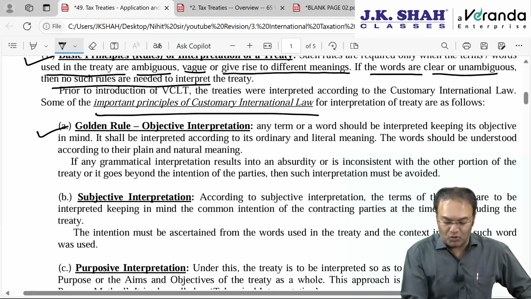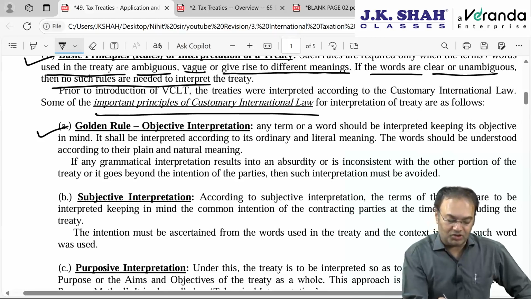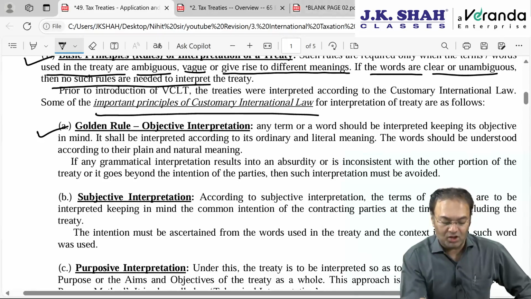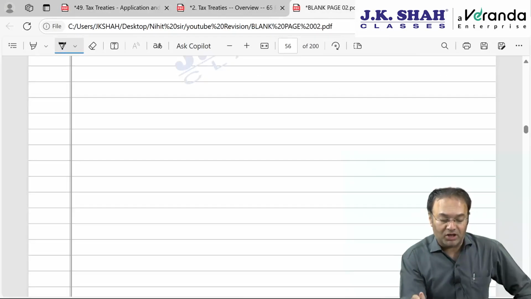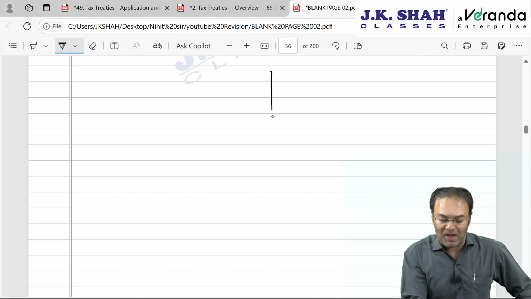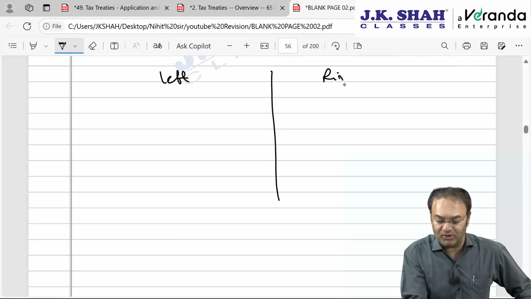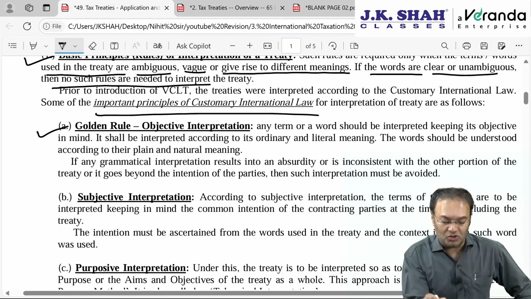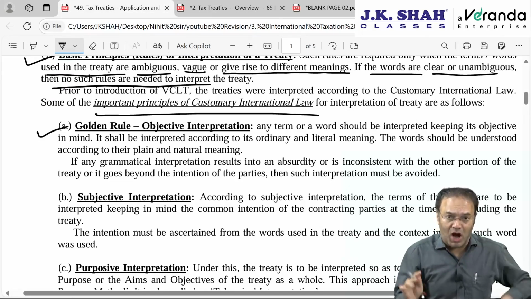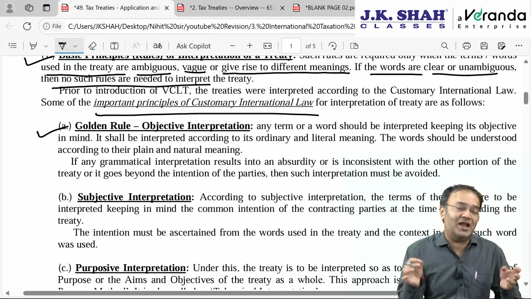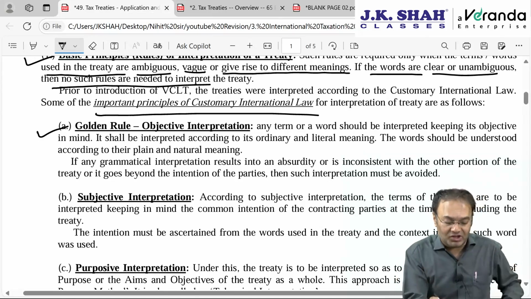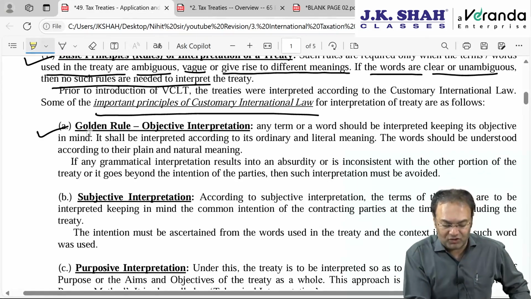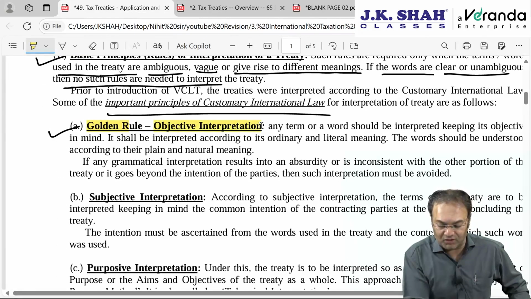The first one is the golden rule, which is also called objective interpretation. Now, what kind of questions are asked by the Institute? These 8 rules are important, but important in what sense? The Institute will give you match the column. Left hand side something will be given to you, right hand side something will be given to you, and you have to match the column. So, for each and every basic rule out of the 8 rules, you will have to observe, analyze and mark down the technical words which are used. So, the first one is called the golden rule. It is also called objective interpretation.